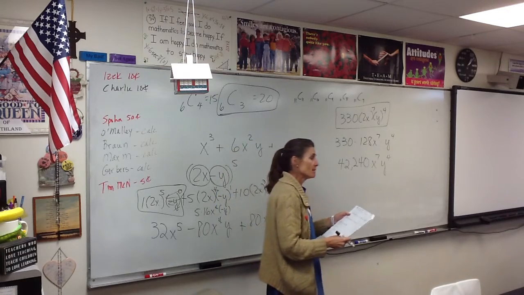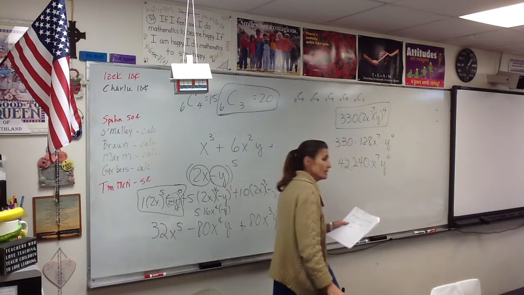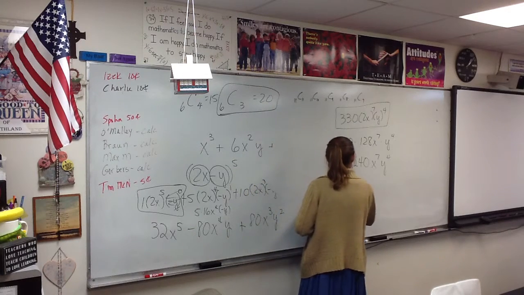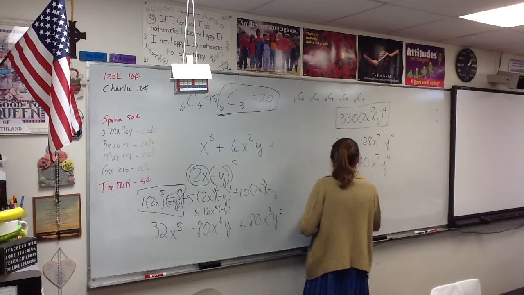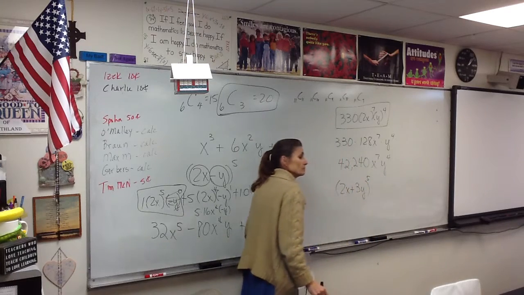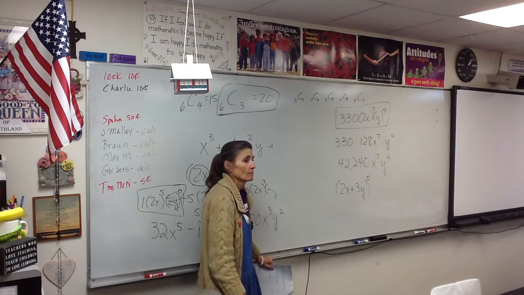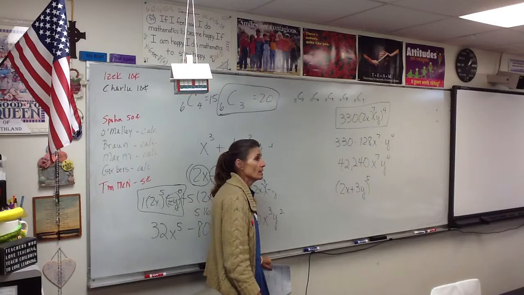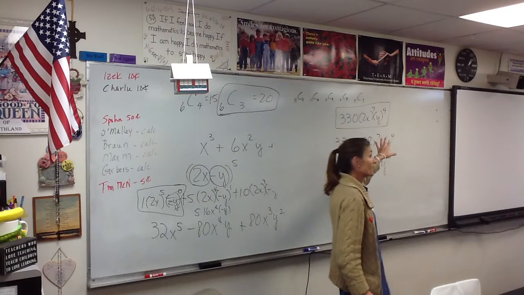Now, we're going to do B in a minute, but let's do C first. I want to switch it up. The expansion is 2x plus 3y to the 5th. And I want to know the third term. Now, I erased my triangle on purpose.